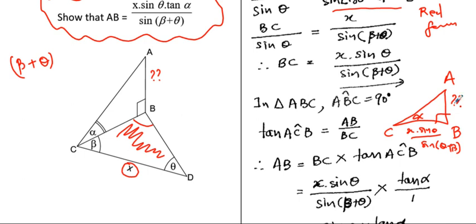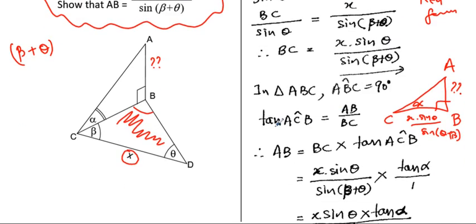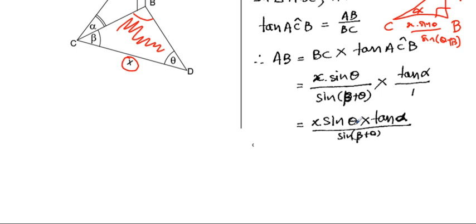So once again, simple basic trig, opposite over hypotenuse, opposite over adjacent involves tan, and if you look at the question, there's your tan alpha. Okay, so that's the starting point. So it says tan of ACB is equal to AB over BC. Therefore, AB is equal to BC times tan of ACB, and ACB is actually alpha. Therefore, it's x sine theta over sine beta plus theta times tan alpha, and you neaten up and you get your question.